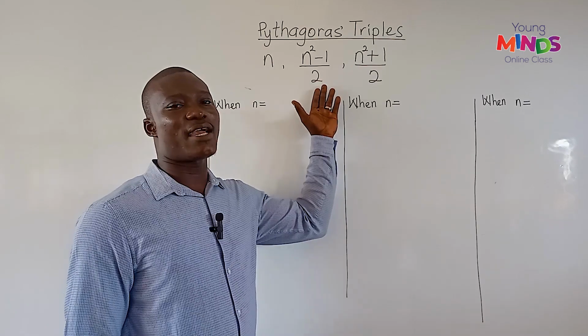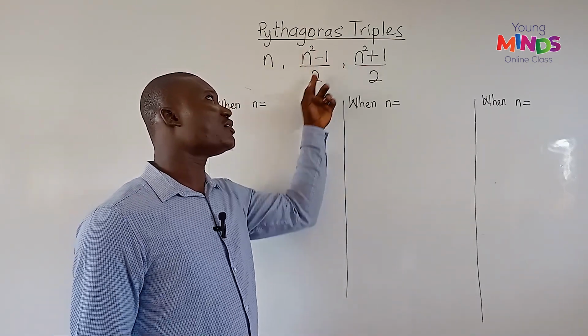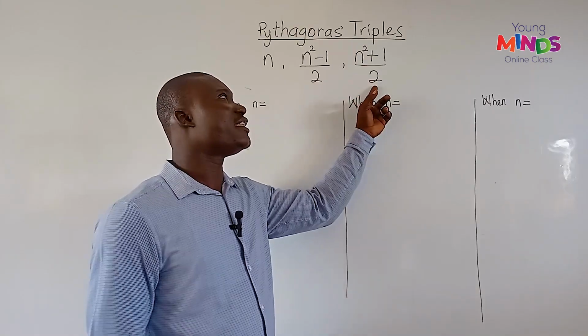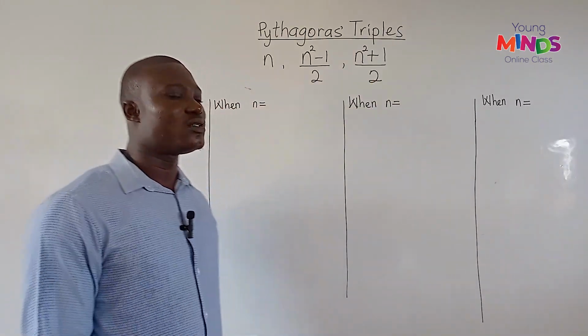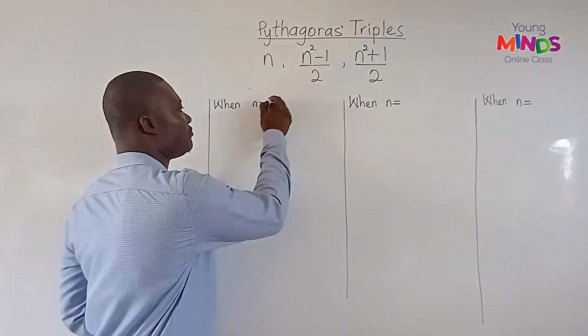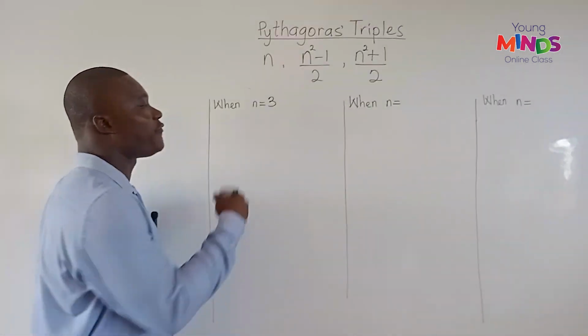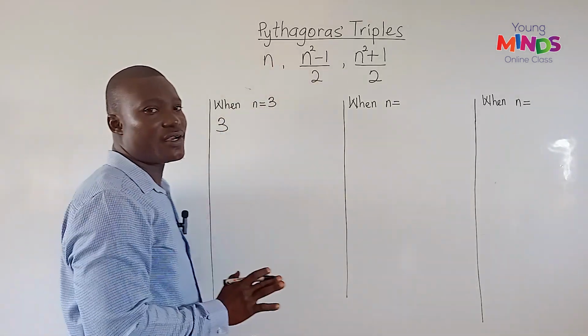And then the second term will be (n^2 - 1) divided by 2. And the third term will be (n^2 + 1) divided by 2. So, when n is 3, then the first term will be 3 because n will be 3.